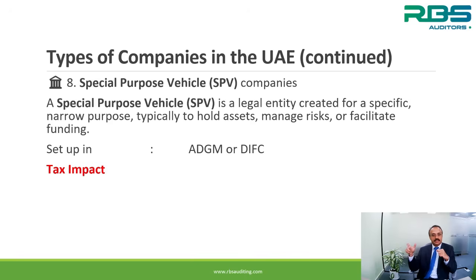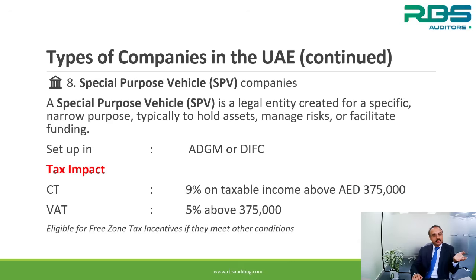It is a legally specific, narrow-purpose entity, typically for holding assets, managing risk, or facilitating funding to other entities. For that purpose, special purpose vehicle entities are opened. There is a condition saying that it should be either in ADGM or DIFC. Once it is in ADGM or DIFC, you just have to see the free zone tax impact and analyze it. So CT is 9% on taxable income above 375,000.